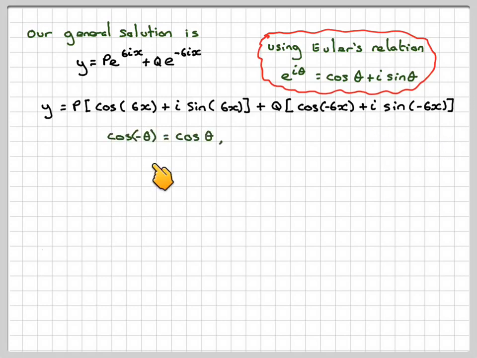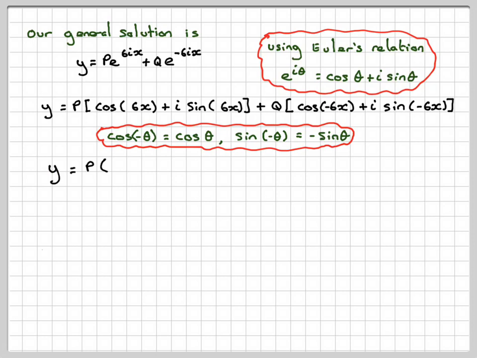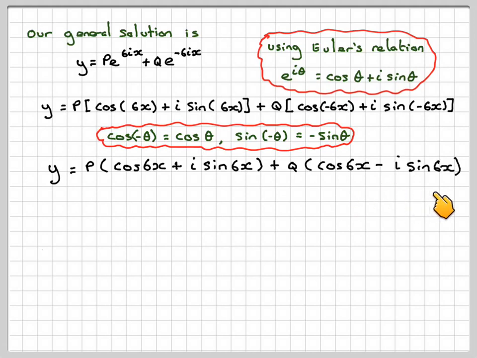Now, cos minus theta is equal to cos theta, and sine minus theta is equal to minus sine theta. So that gives y is p cos 6x plus i sine 6x plus q cos 6x minus i sine 6x. Then we've got p plus q lots of cos 6x, and then i p minus q lots of sine 6x.